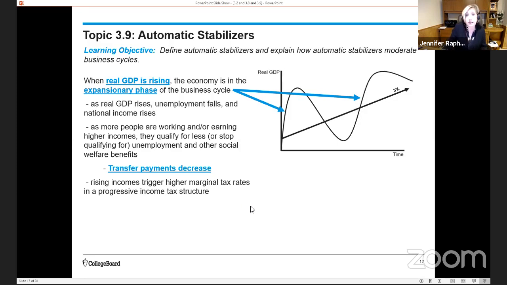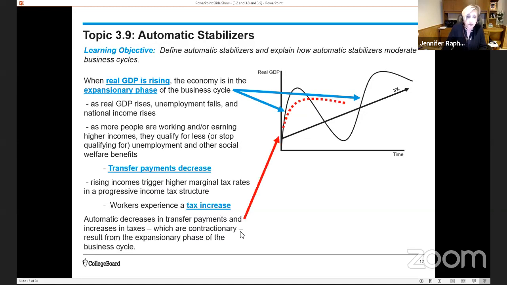Rising incomes in the United States, which has a progressive income tax structure: as your nominal wage rises, as your income goes up, you could move into a higher tax bracket, and each additional dollar that you earn is subject to a higher tax rate than the previous dollars that you earned. And so that has a contractionary effect as well. And so the progressive tax structure results in a de facto tax increase for people as their incomes rise. So the effect of a transfer payment decrease and a tax increase is contractionary. So automatic decreases in transfer payments and automatic increases in income tax rates are contractionary, and as the business cycle starts to heat up, as those automatic stabilizers kick in, the curve is going to flatten a little bit.